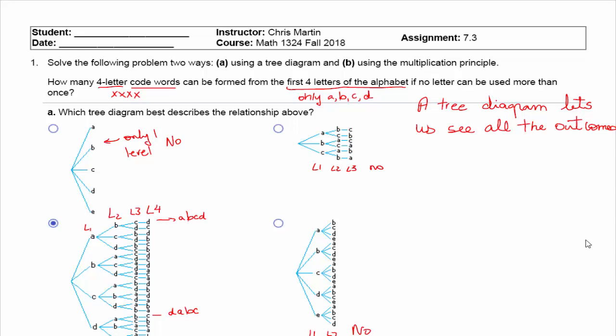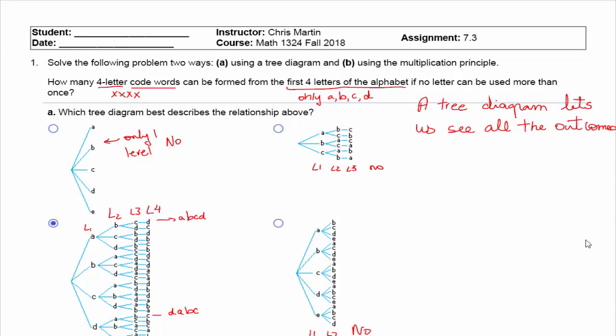Welcome to Math 1324, Section 7.3. In this section, we'd like to look at how we can count numbers of outcomes. So in our first problem here, we're going to solve this problem two ways. One is using a tree diagram, and the other is to use something called the multiplication principle.